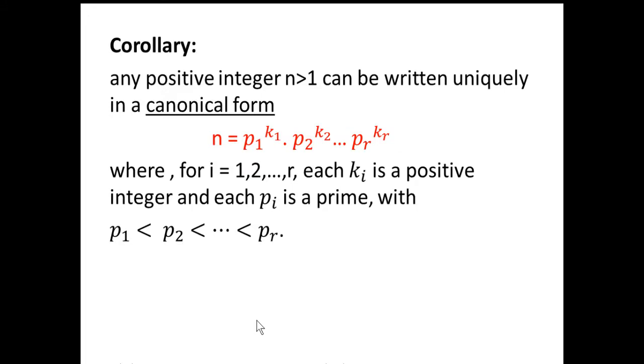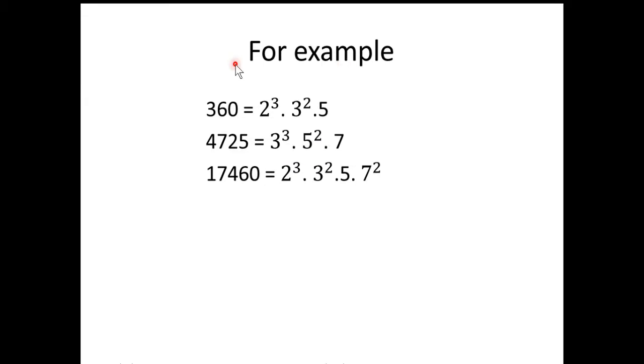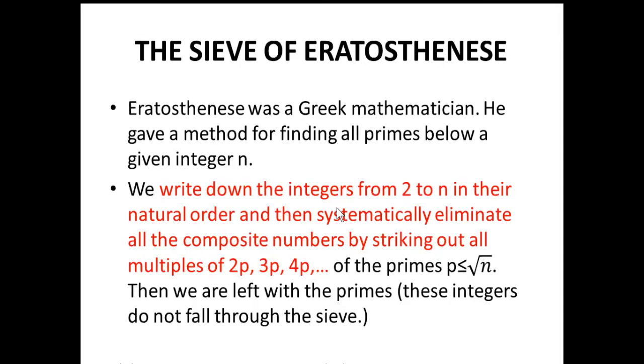So next, this is a corollary: any positive integer n greater than 1 can be written uniquely in this canonical form, that is, as a product of powers of primes. So p1 to the power k1, p2 to the power k2, up to pr to the power kr, where p1, p2, up to pr are in increasing order and they all are distinct. For example, 360 can be written as 2 cube into 3 square into 5. So this is your p1, this is p2, this is p3. This is k1, k2, and k3 is 1. Similarly, these are the canonical forms of these numbers.